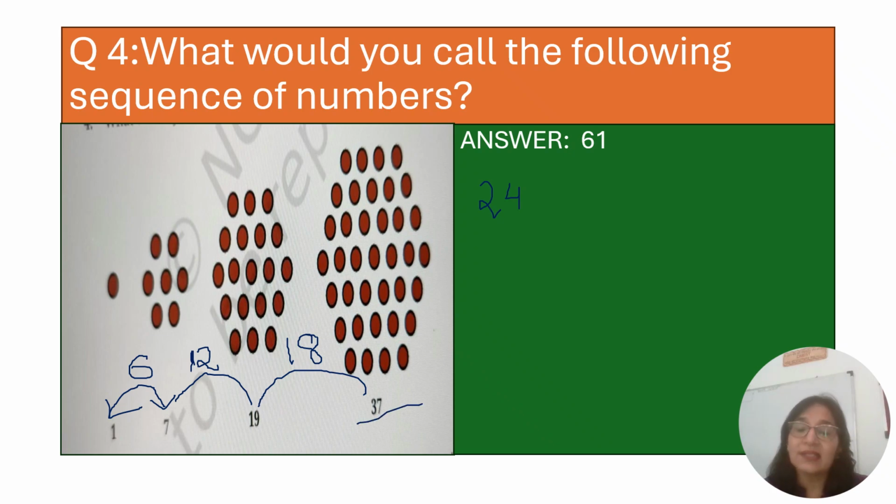Now we have the last number 37. So 24 plus 37. Sorry, let me quickly erase this, students, and I'll explain to you. So we have 24 plus 37, that will give you 61. So you need to find the difference from the second, from the first. So these are just the hexagonal numbers. I hope this is clear to you.